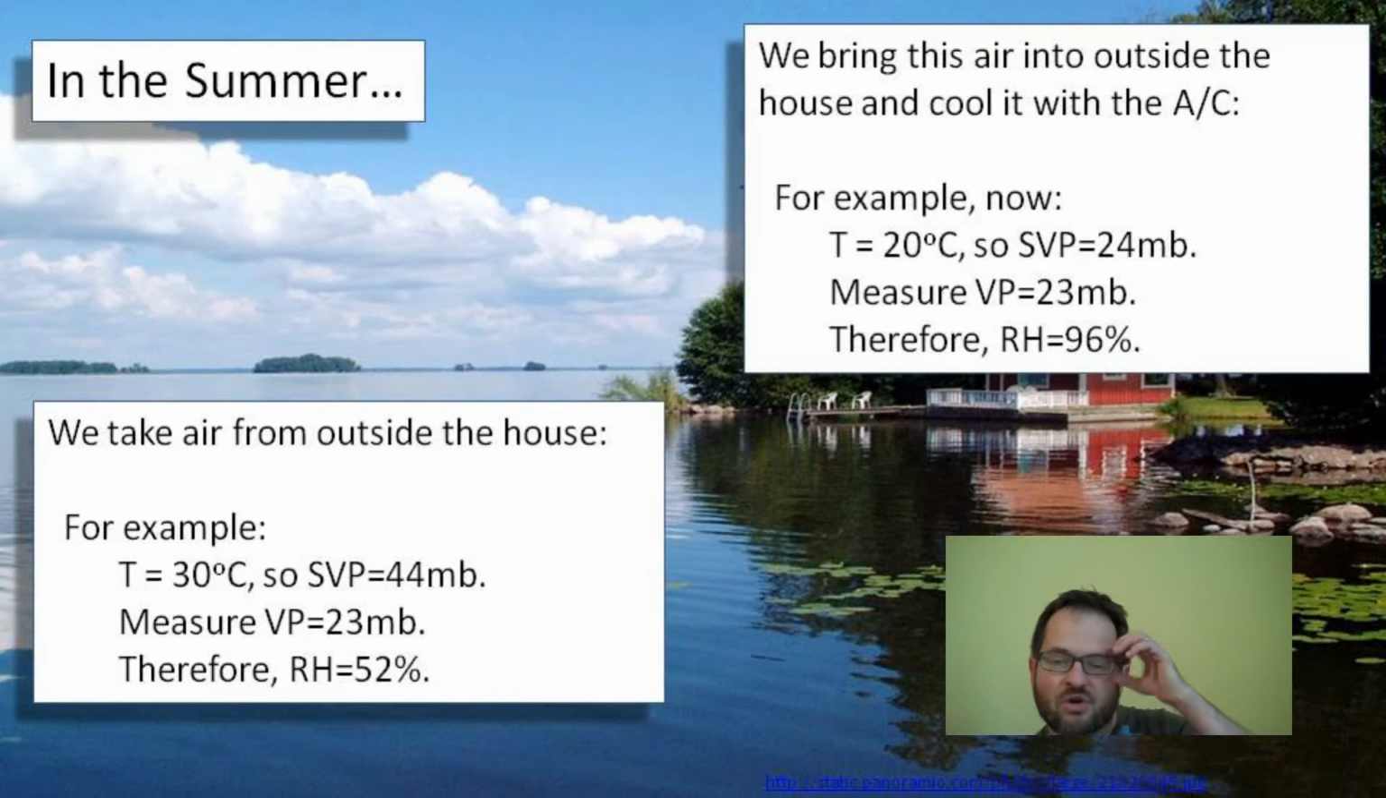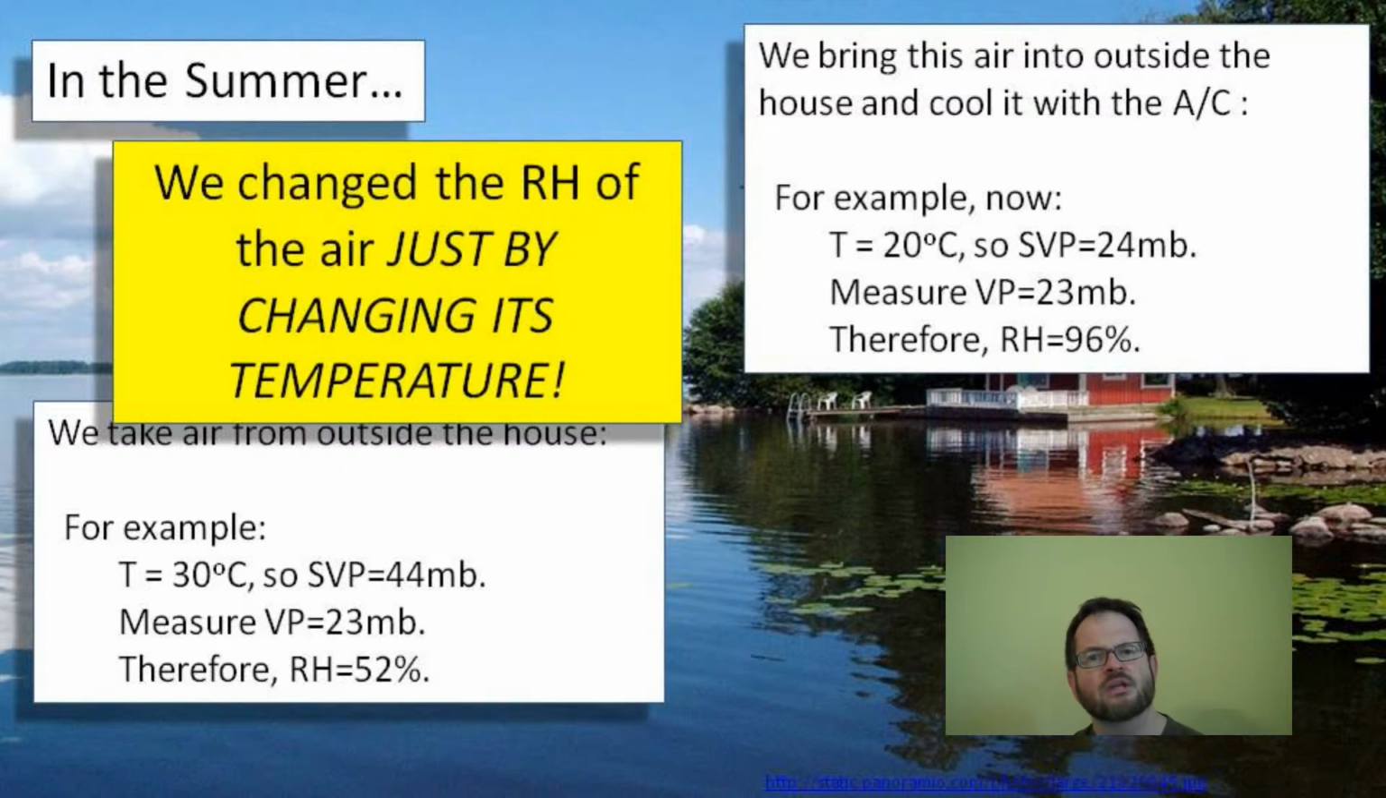Okay. Now we open up the door and we bring some of this hot air from outside into the house. We are not going to leave the air at this temperature of 30 Celsius. We're going to cool it with our air conditioning. If we cool the air down to a temperature of 20 degrees Celsius, again, our Clausius-Clapeyron equation will tell us that the saturation vapor pressure, the amount of water vapor the air could be holding, is now 24 millibars. But we haven't done anything to change the amount of water vapor in the air. We haven't had any condensation or any evaporation or anything. So if we measure the vapor pressure of the house, it's 23 millibars. But that means the relative humidity inside the house is 23 divided by 24, which works out to 96%.